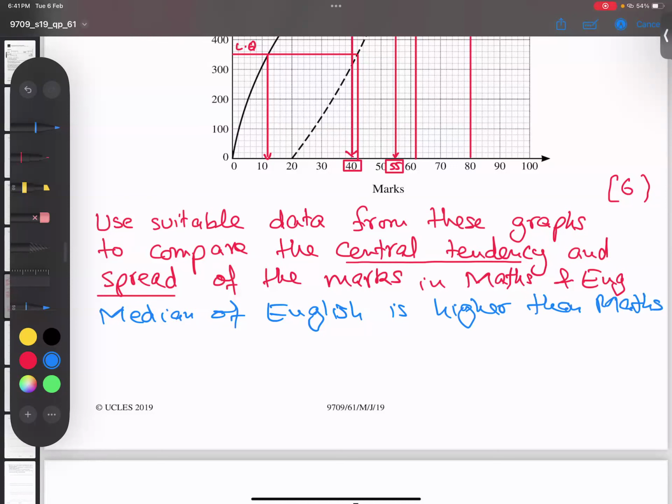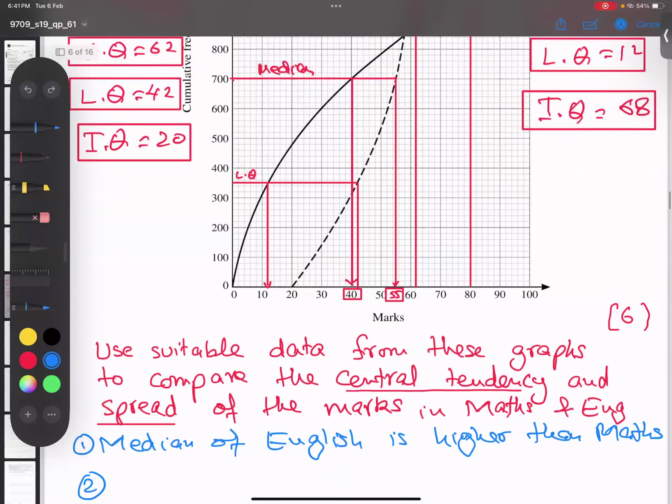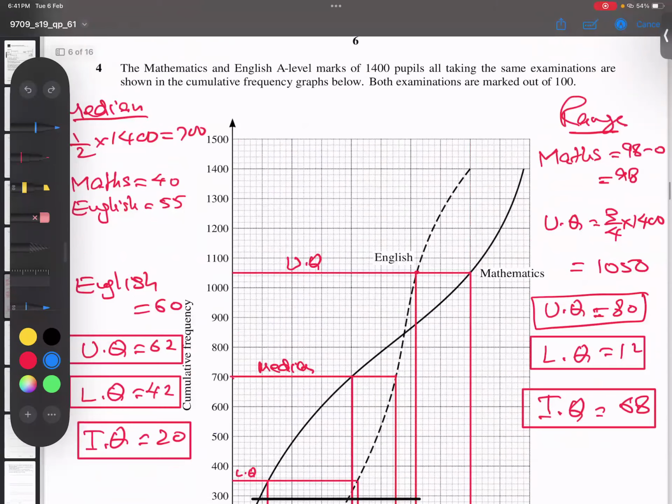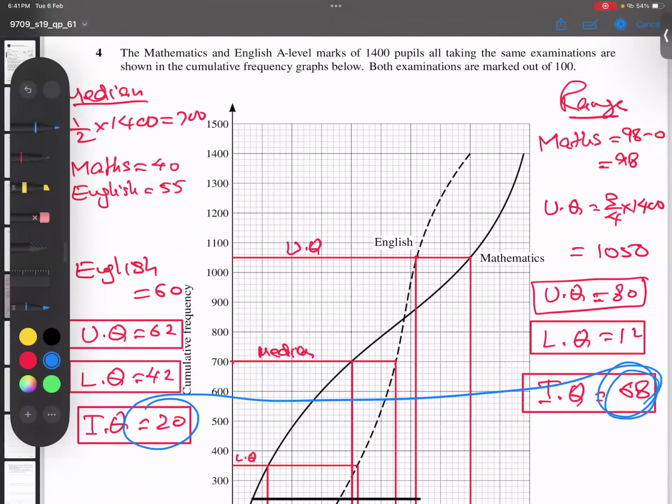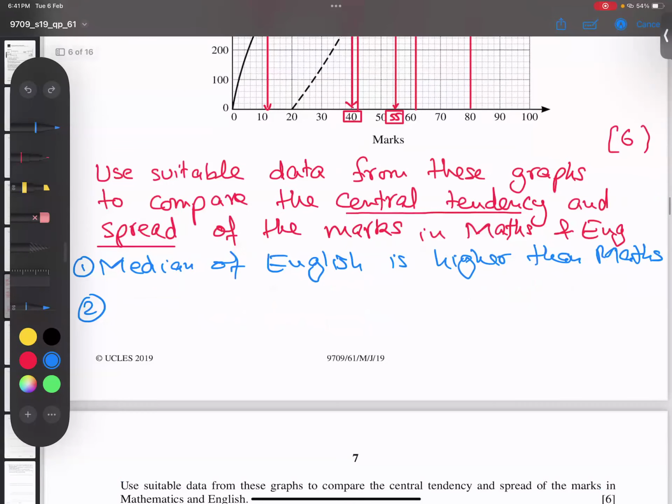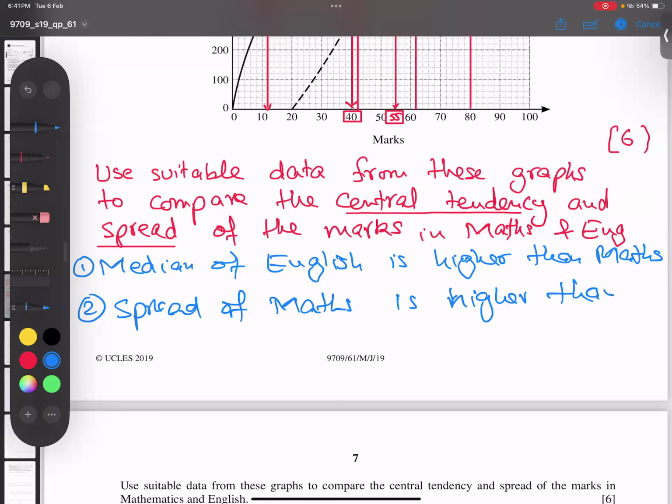So central is median. Okay, this first part is done, now the second. He said the spread. When he says spread of mathematics marks, he asked about two things. Range: mathematics is bigger as compared to English. Number one. Second, IQ is 68 against 20. So we can say the spread of mathematics is more, or higher, than English. I think you understand what I'm saying.